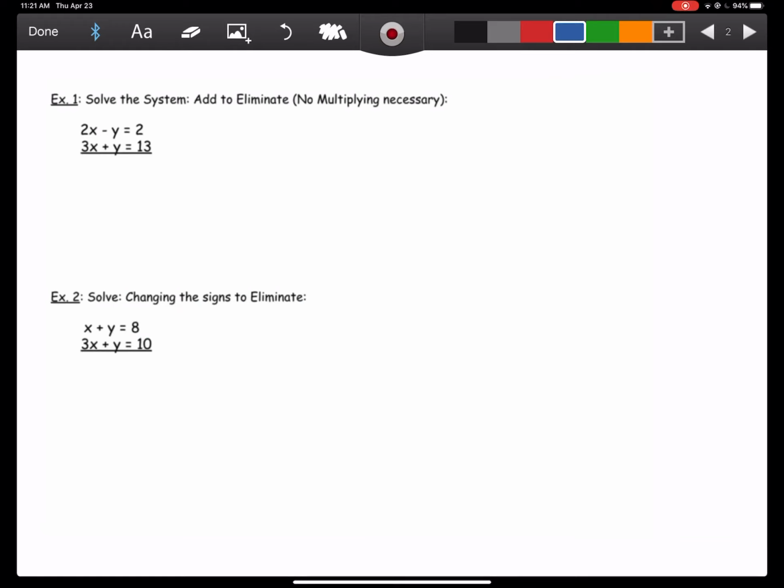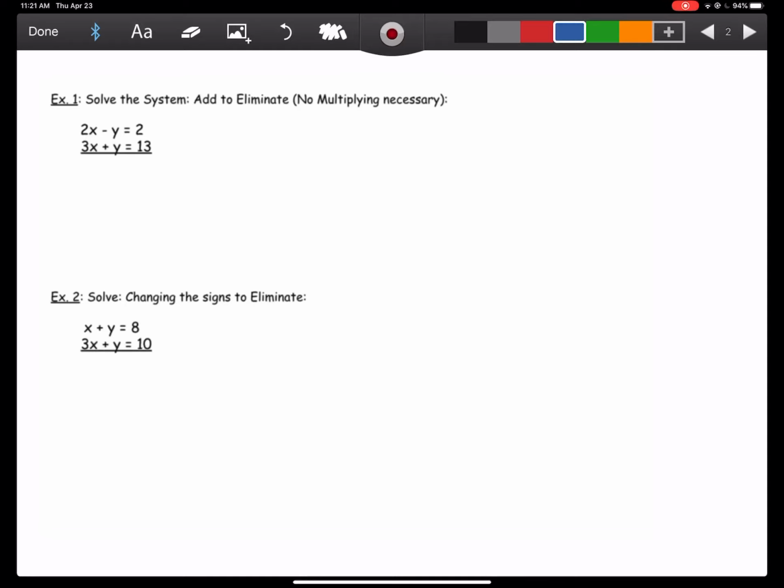Okay, here's example number 1. So these examples are going to start out easy, and they're going to build up to the more challenging type of problems. So in example number 1, it says solve the system, and it says add to eliminate. It also says there's no multiplying necessary. So what do I mean by that? I mean, we're going to add these two equations together. We're going to just total them up. So remember, this is the total line. It's already drawn there for us. All right, and we are going to total them.